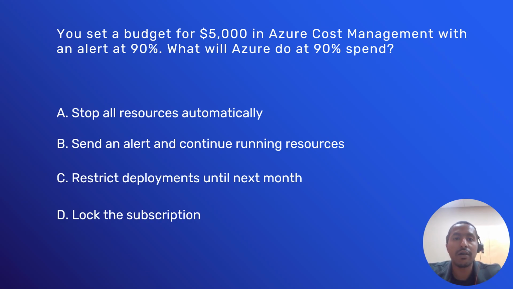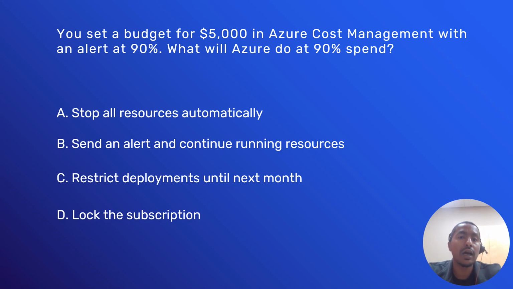Option C, restrict deployments until next month. And this sounds nice, but again, Azure budgets don't restrict deployments because that's a governance action, right? And Azure budgets are not an enforcement tool. They are just for cost visibility. So this is not the right answer.